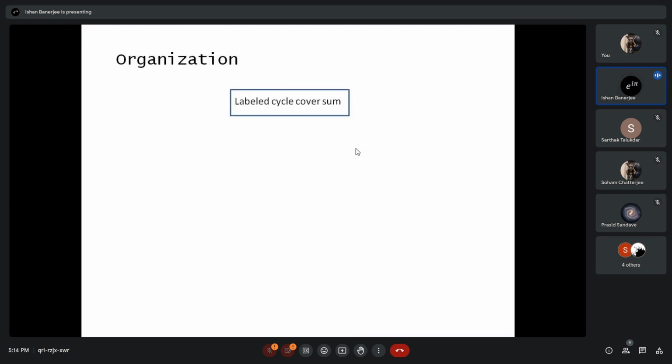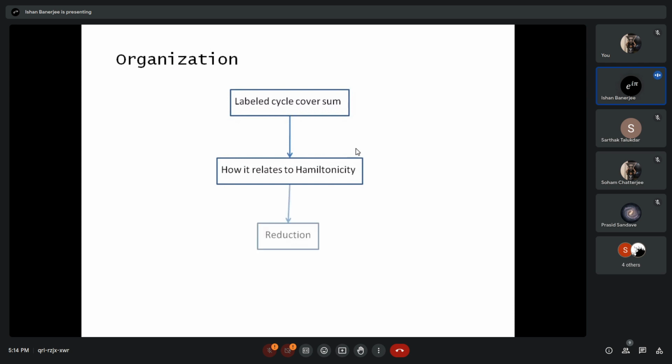The organization of the paper. So we will first describe what a labeled cycle cover sum is, and how it is related to Hamiltonicity. Like, how can we use this labeled cycle cover sum to relate to Hamiltonicity? And then we will finally focus on the reduction of Hamiltonicity to the labeled cycle cover sum.